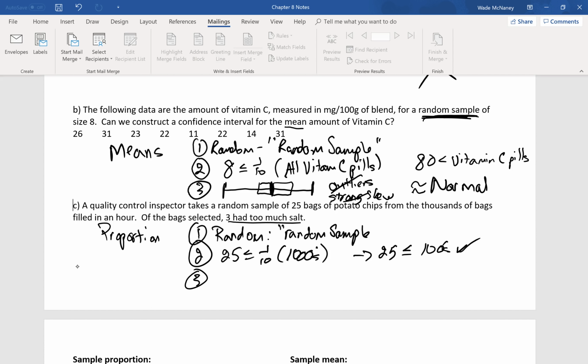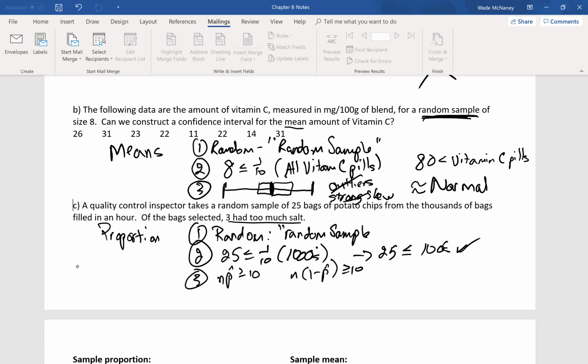Okay, 10 successes and 10 failures. N times p hat has to be greater than or equal to 10. N times 1 minus p hat has to be greater than or equal to 10. Okay, well, this is where a lot of kids will get stumped. What's the p hat? What's my sample proportion? Well, you have to read a little bit and think about it. My sample proportion, 3 of them had too much salt out of 25. So my sample proportion is 3 out of 25.